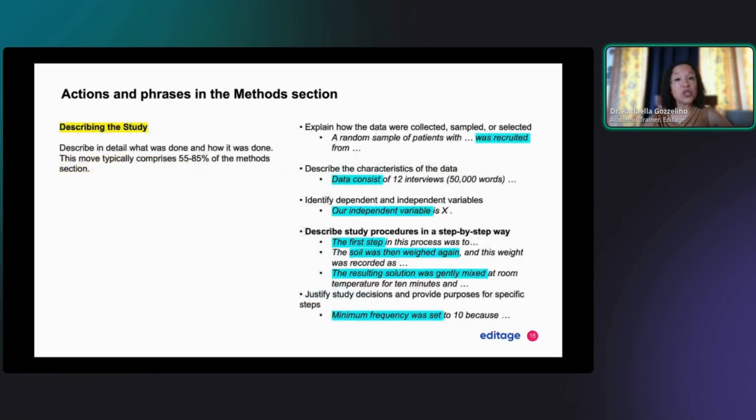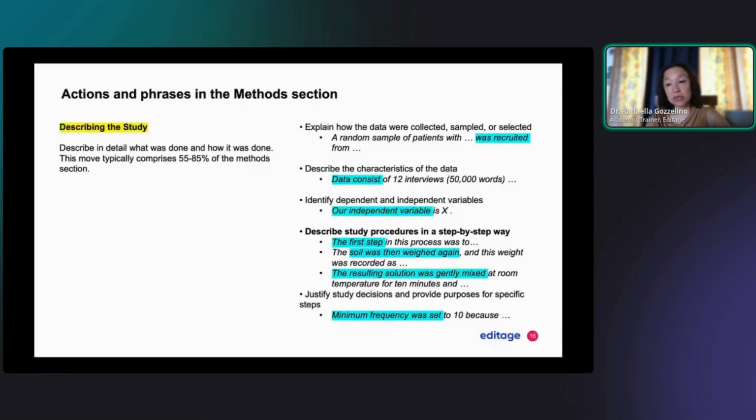But you also want to describe the study in detail, because this typically makes up between 55 and 85% of the entire methods section if the details are well provided. So you can explain how the data were collected, sampled, or selected by saying "was recruited," for instance, this sample of patients. Describe the characteristics of the data by saying "data consists of," or identify independent and dependent variables by saying "our independent variable is," or describe the study procedure in a step-by-step way.